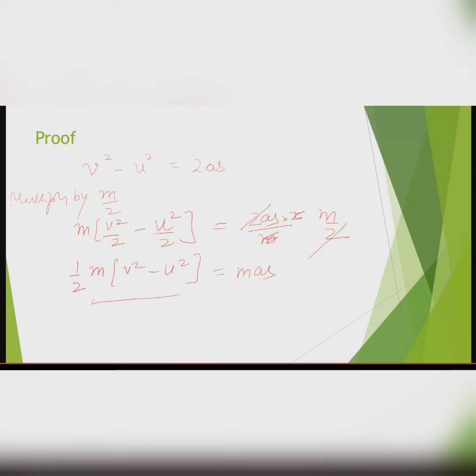We can see these as the expression for kinetic energy final minus kinetic energy initial. This is equal to m into a, which is nothing but your force, into displacement. Force into displacement is your work done. So I get final kinetic energy minus initial kinetic energy as the amount of work done by the net force. So this basically proves our work energy theorem.